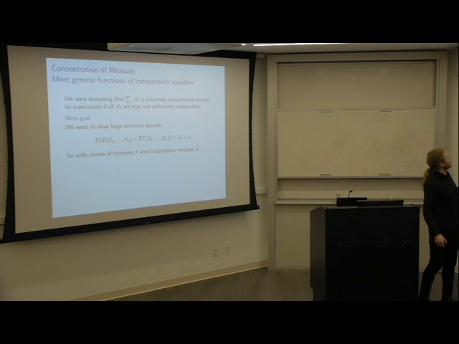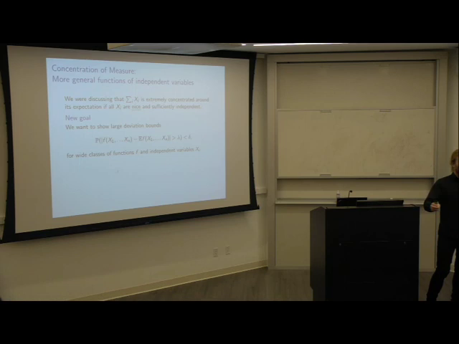Especially during the first talk, what we were focusing on were sums of independent random variables. And what we said is that if all of these xi are nice, let's say they have bounded moments or are sub-Gaussian or whatnot, and they are completely independent, then this sum is extremely well concentrated around its expectation. So in this talk, we will be looking at a more general phenomenon.